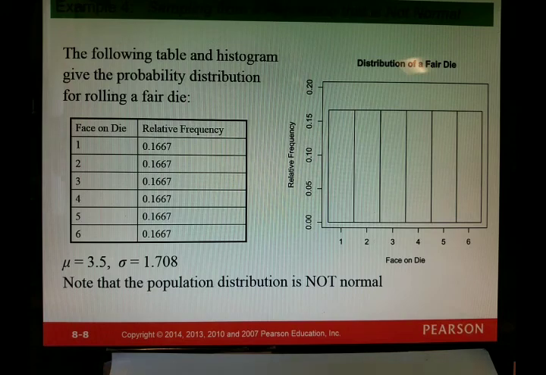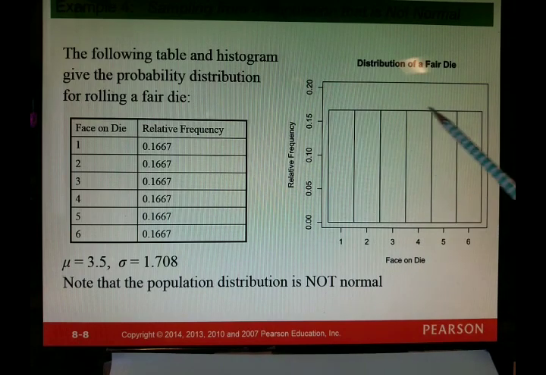So if I was to type all of these values here into L1, all the probabilities into L2, run a normal CDF on that, my mean would be the 3.5 with the standard deviation of 1.708. The graph would be a uniform. It's all about the same probabilities.